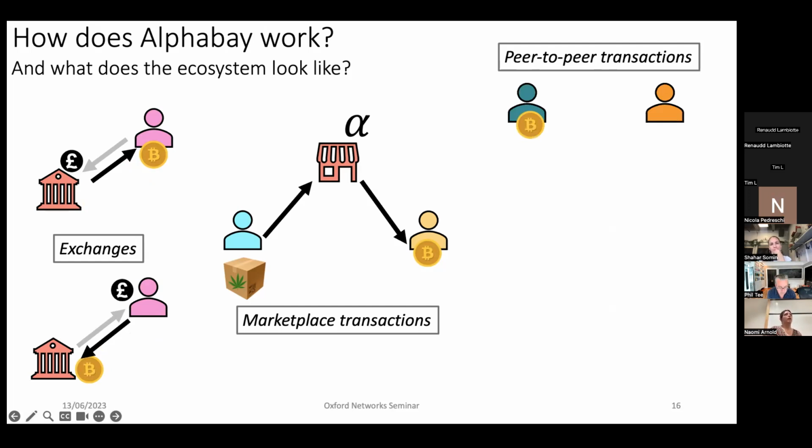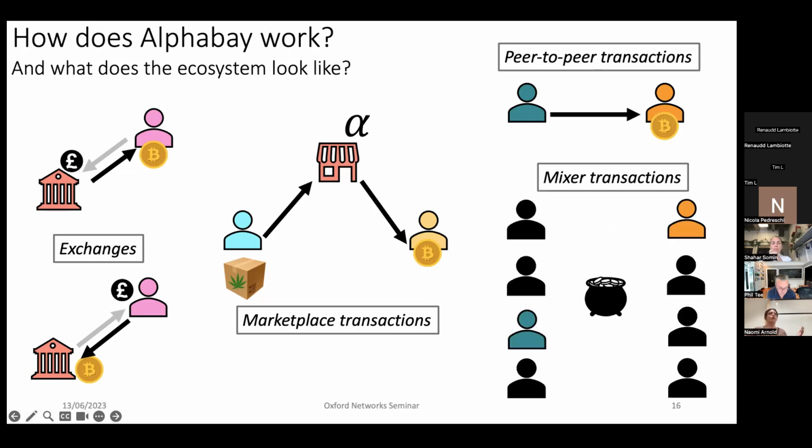So on some place like Alphabay, what can be the case is that if you've been buying from a particular vendor for some time, Alphabay takes a small transaction fee. So if you decide you trust that person, then maybe you start trading with them directly, cutting Alphabay out. But then something that happens as well is a mix of transactions.